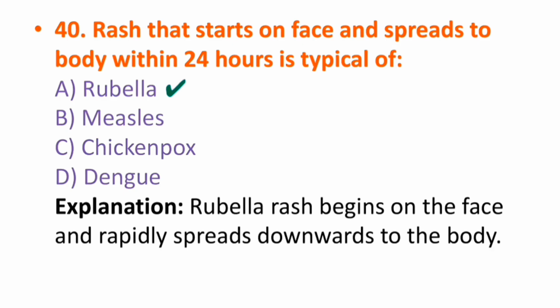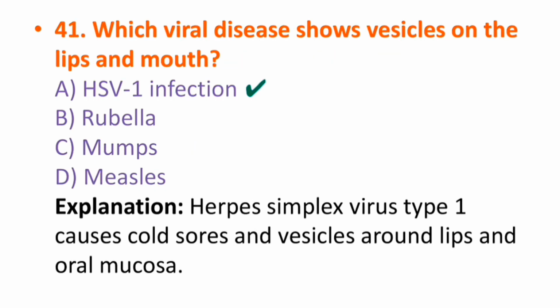A rash that starts on the face and spreads to the body within 24 hours is typical of option A rubella, option B measles, option C chickenpox, option D dengue. The correct answer is option A rubella. Rubella rash begins on the face and rapidly spreads downward to the body.